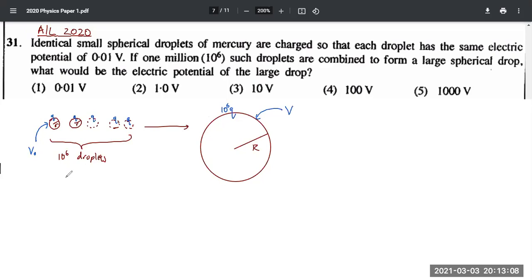So let me write an equation for you. V naught, we have studied. Now for V naught, I'll write an equation. V naught can be written as simple Q divided by 4 pi epsilon naught R. This is the equation for the electric potential on a sphere. And here V is going to be equal to 10 to the power 6 Q divided by 4 pi epsilon naught capital R. Okay, right. The total charge and the new radius.